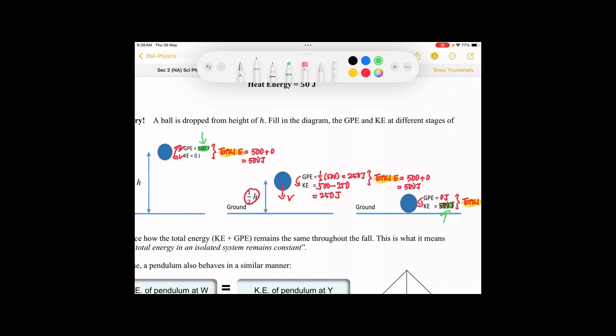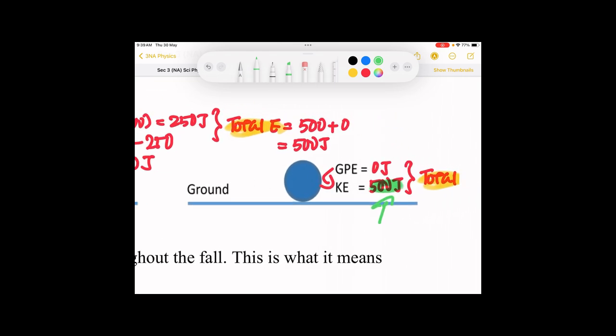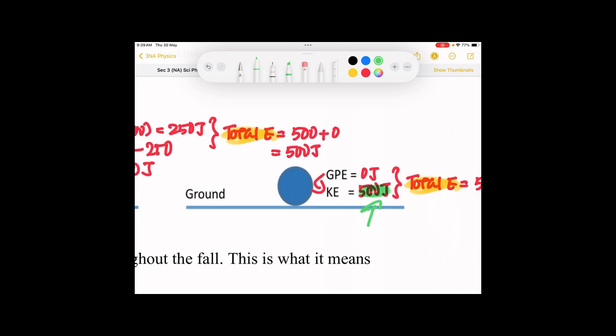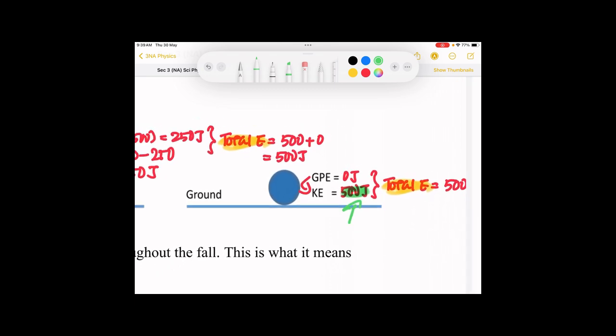Now, of course, bear in mind that this assumes that there is no air resistance. No friction, no air resistance. If there is, then there will be energy that is transferred out of the ball. The final number 500 for the KE over here will no longer be 500, but something less than that, depending on how much air resistance or friction it encounters.